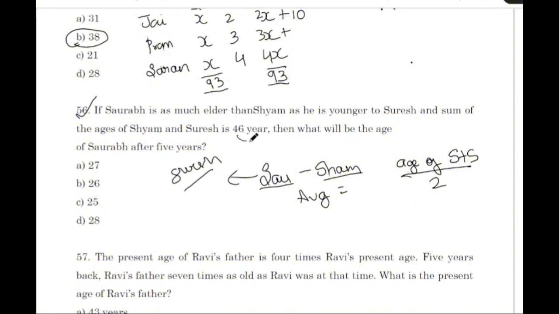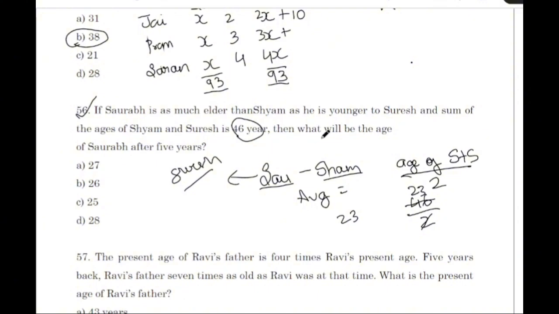So the sum of the ages is 46. So 46 divided by 2. 2 ones are 2, 2 3s are 6. So the average age is 23. So we got the answer 23.